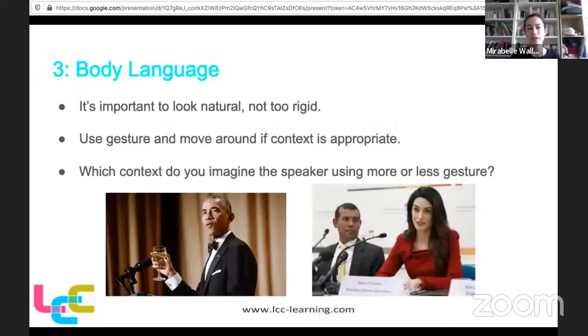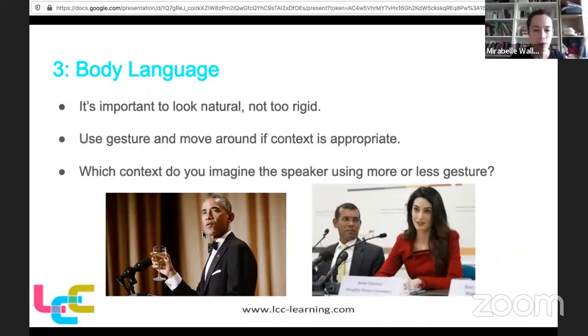So I think it's important to look natural and not too rigid during your speech. You don't want to come across like a robot. You don't want to seem like some sort of stiff bodybuilder necessarily, just with perfect posture and a grin on your face. That equally could be quite off-putting, as much as almost looking too nervous. So use gesture, and you can move around. But how much you do so, I think, depends on the context. It's important to sort of gauge whether that's appropriate according to where you're giving your speech.